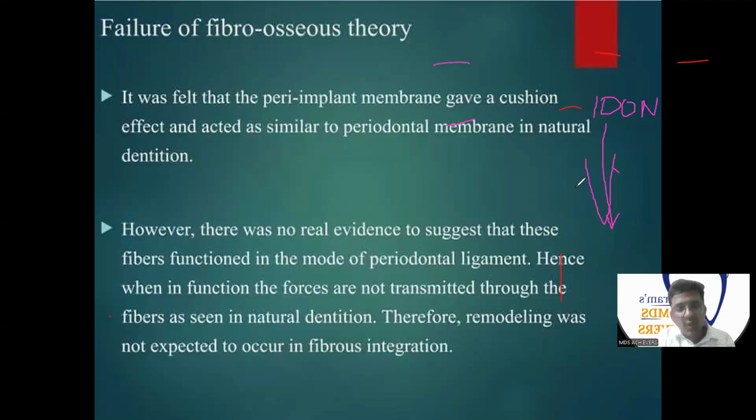However, there was no real evidence that these fibers function similarly to PDL fibers. Hence, when in function, forces are not transmitted through the fibers, and thereby this theory was rejected. Simple thing: they thought the fibers would act as PDL fibers, but they didn't act as a cushion. This is a very important thing that you have to mention. The fibro-osseous theory assumed a cushion effect, but it was proved false, so it cannot have any cushion kind of effect, resulting in the failure of this theory.